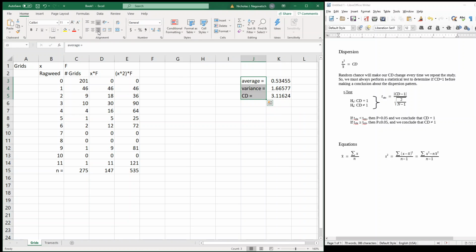Now we're not quite done yet. It suggests that our data, that our ragweed are clumped or aggregated, but we don't know that.